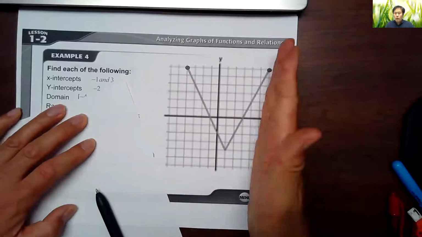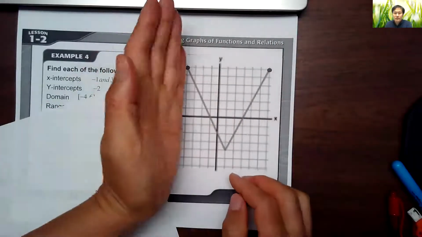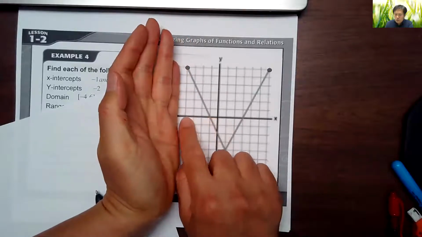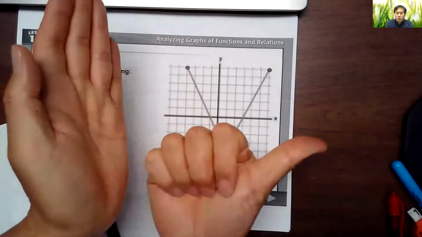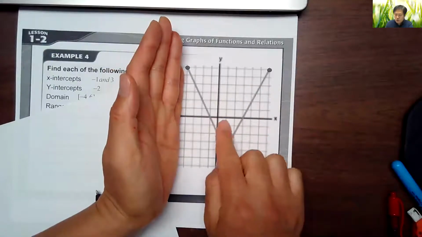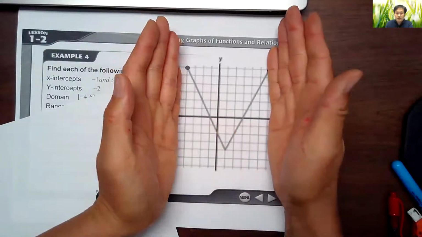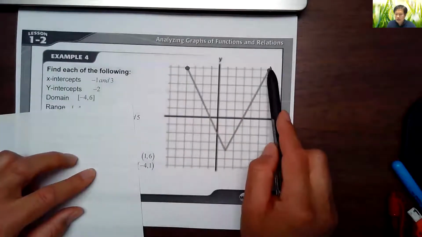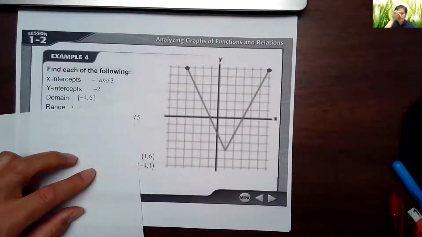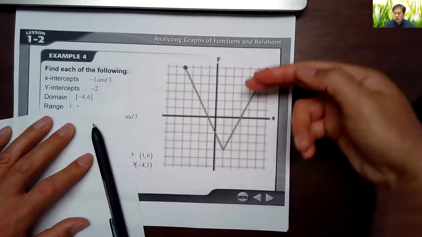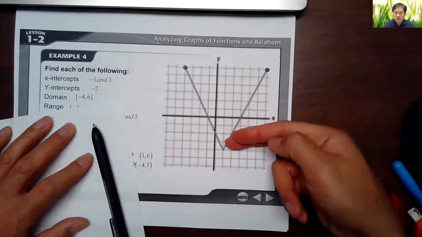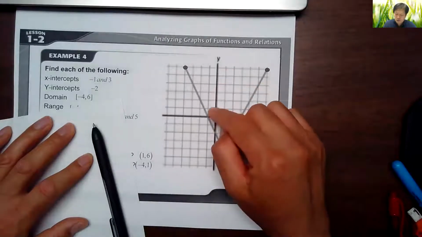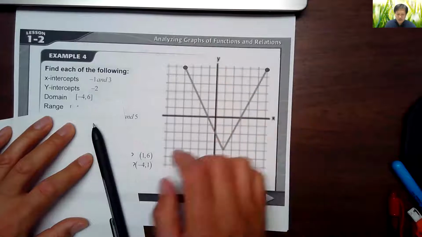Domain. What's the most left the graph can reach? Right here, 1, 2, 3, 4. Minus 4. What's the most right the graph can reach? 1, 2, 3, 4, 5, 6. Minus 4 to 6. Solid dot, bracket, bracket. Range: lowest point the graph can reach, minus 4 here. What's the highest it can go? 1, 2, 3, 4, 5, 6. Minus 4 to 6.